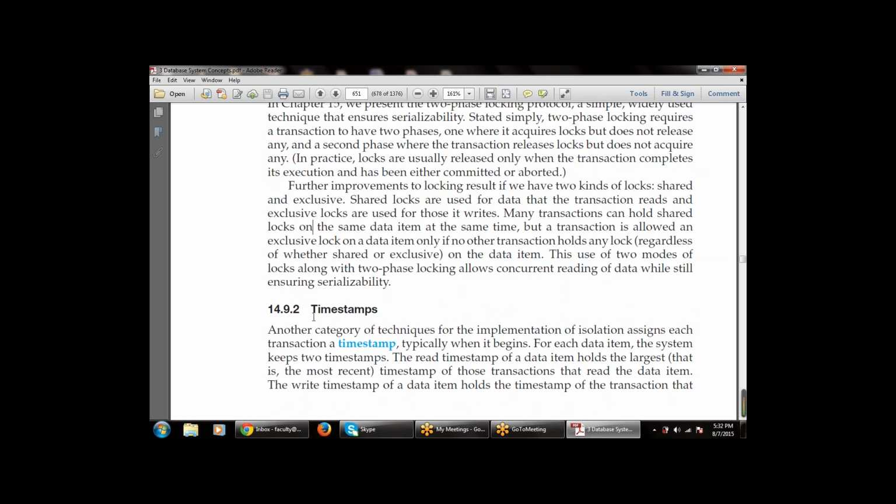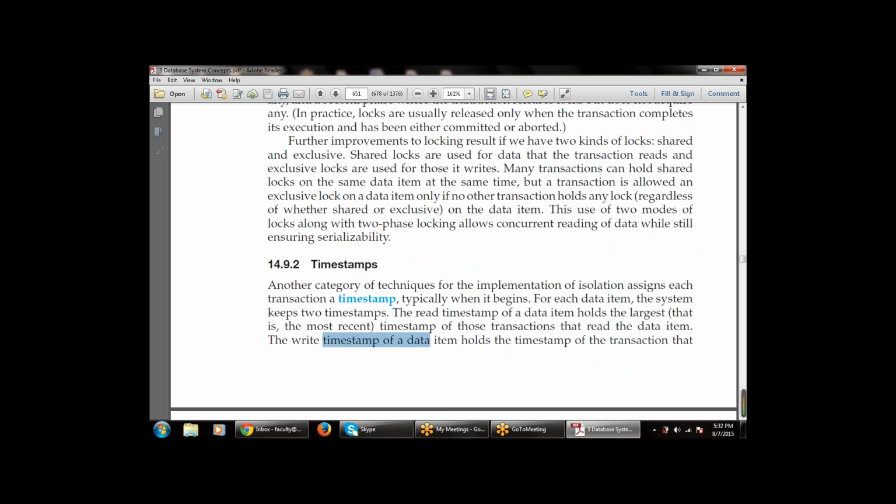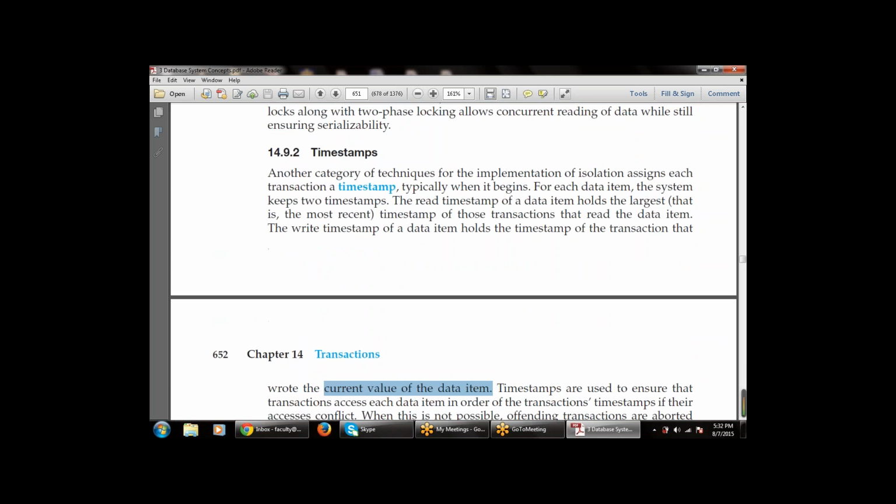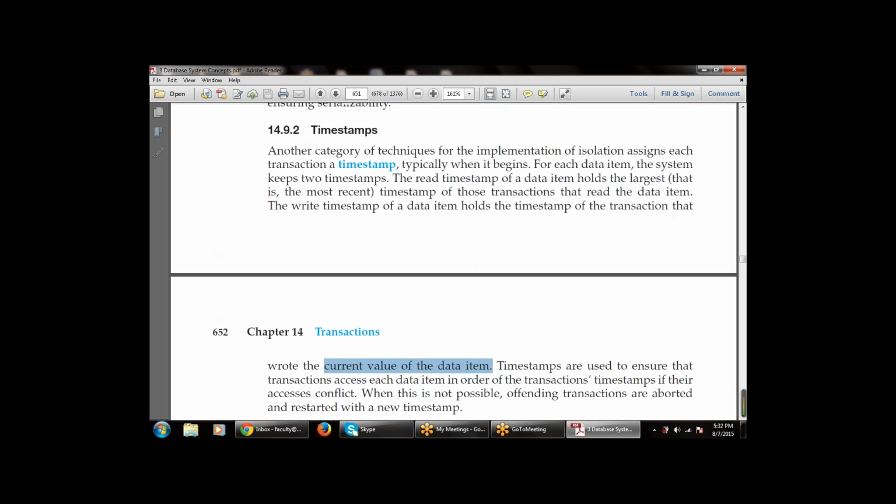Then there is the timestamp. That is another category of how to implement isolation. For each data item, the system has two timestamps. The read timestamp holds the largest timestamp of the transactions that read the data item, and the write timestamp holds the timestamp of the transaction that wrote the current value of the data item. That is, reading the data item, then writing the data item.